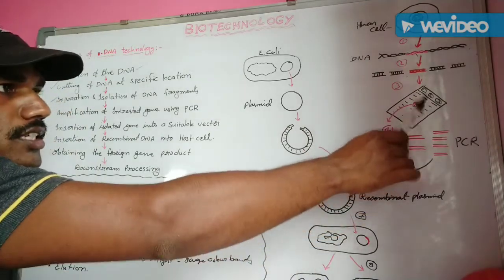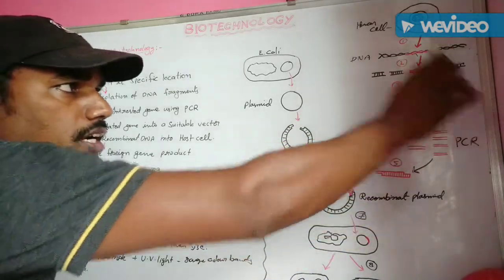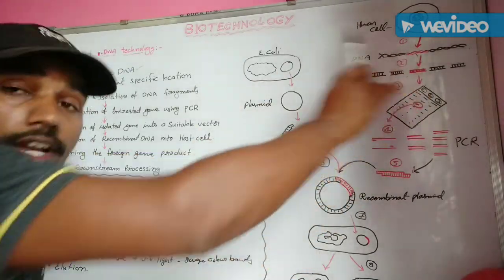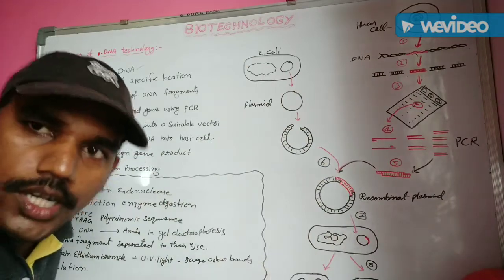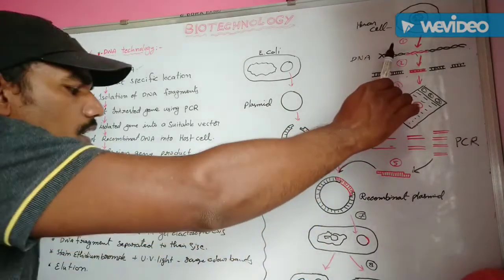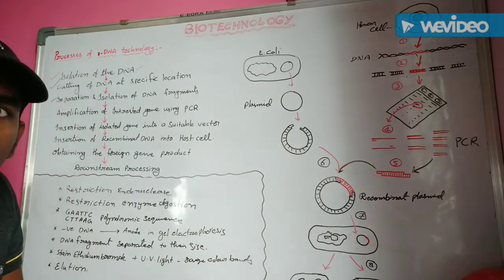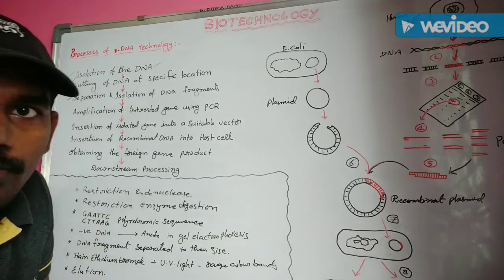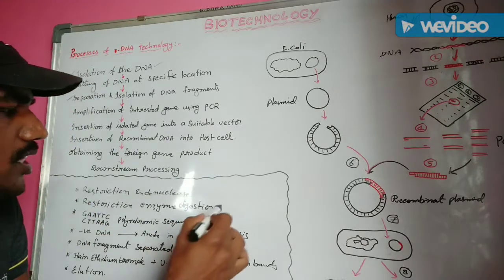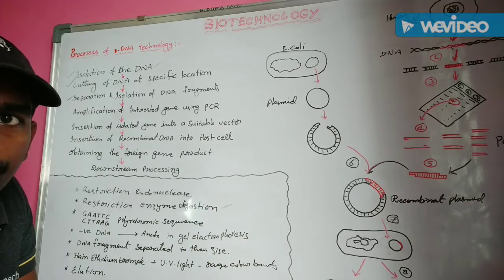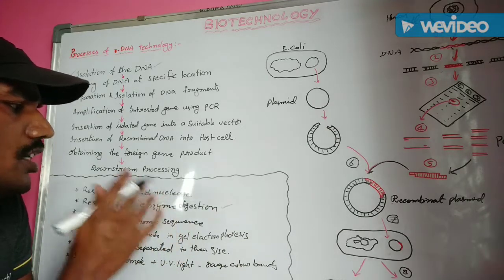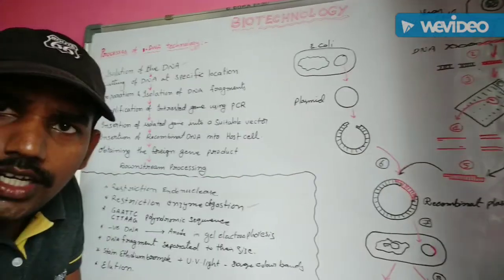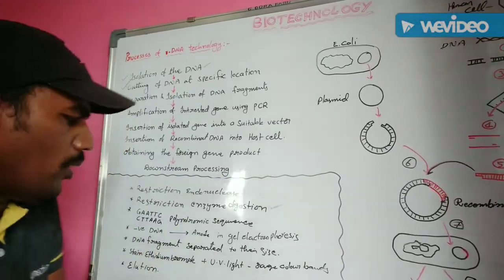Initially, in the gel electrophoresis, the separated DNA, purified DNA, or wanted DNA, or foreign DNA, or human DNA, is cut with the help of some restriction endonuclease enzyme. It is known as restriction enzyme digestion. With the help of these restriction endonucleases, the DNA is cut at a specific palindromic sequence. What is a palindromic sequence?